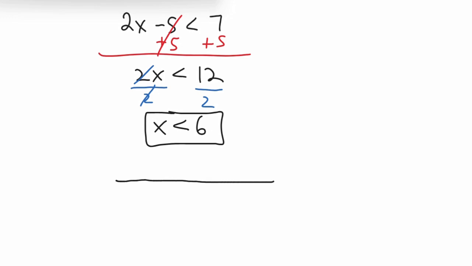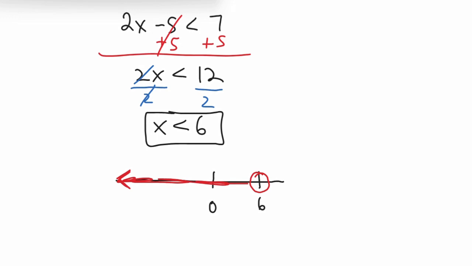Let's do a number line for this. Here's 6, here's 0. So x is less than 6. That means that 6 is not included, so you have an open circle at 6. And then you just draw an arrow to the left because it's everything smaller than 6.